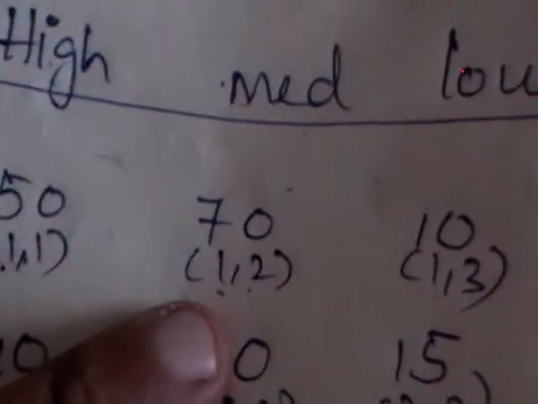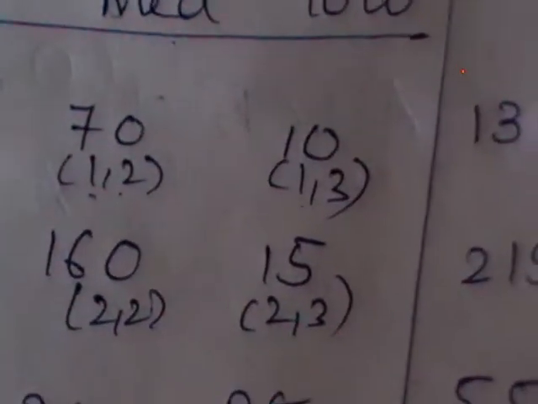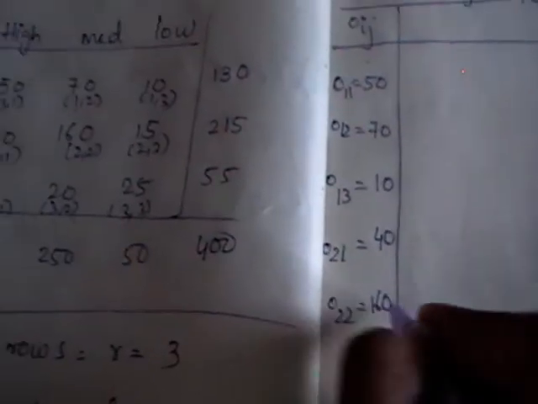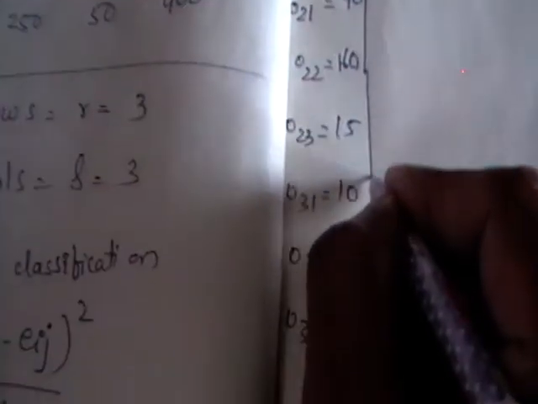O12 is the second one, let us go row wise. O13 is 10. Next one, O21, is 40. O22 is 160. O23 is 15. O31 is 10. O32 is 20. These are the data given to you.